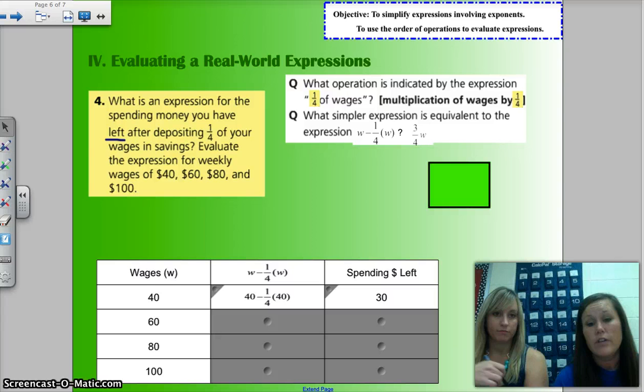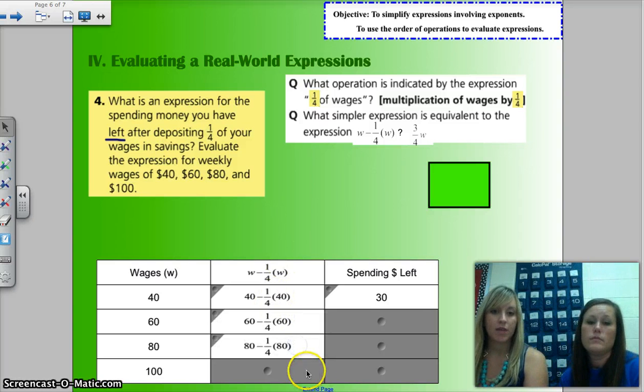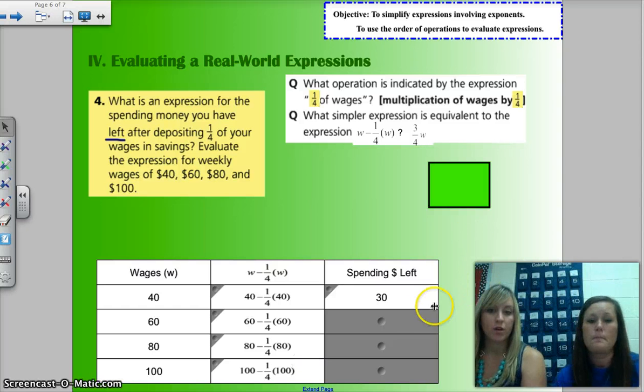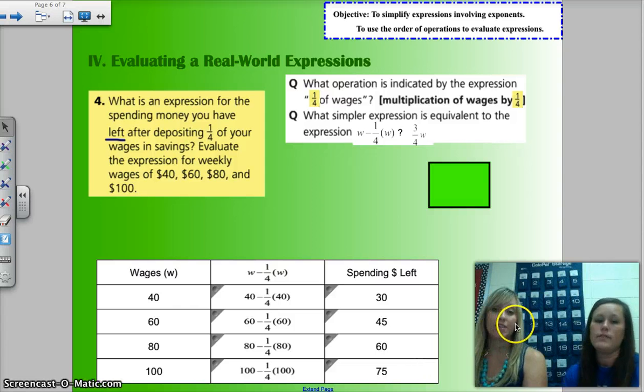All right, I want you to pause the video, fill in the rest of your chart, and then we will uncover it. All right. Perfect. So we should have plugged in 60, 80, and then 100. So we get those solved out to be 45, 60, 75.